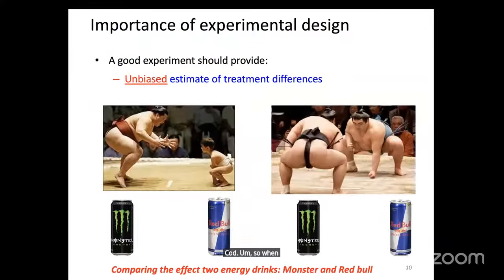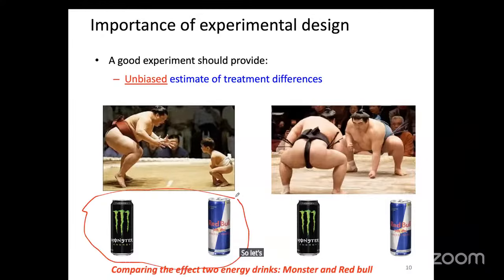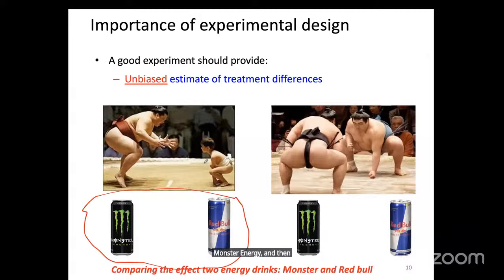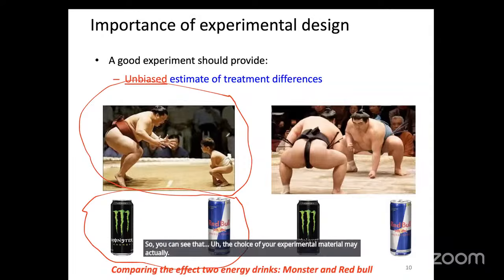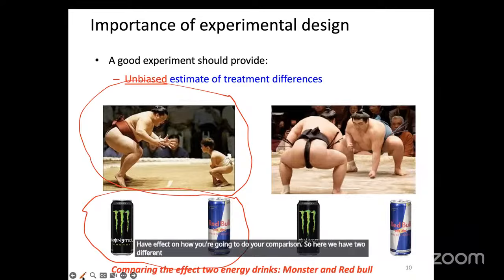So when you finally set up to do your experiment, there are basically two things you're interested in. You're interested in comparing the treatments. So let's say in this case, we want to compare two types of energy drinks. We have this Monster Energy, and then you have Red Bull. Now, this is your treatment, and this is your experimental material. So you can see that the choice of your experimental material may actually have an effect on how you're going to do your comparison. So here we have two different scenarios.